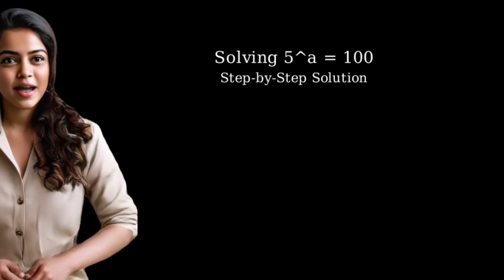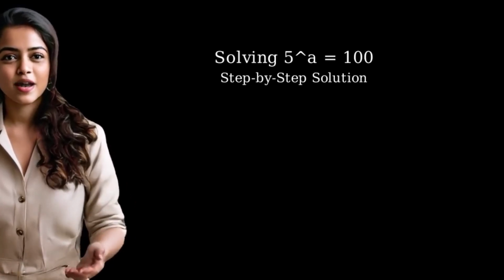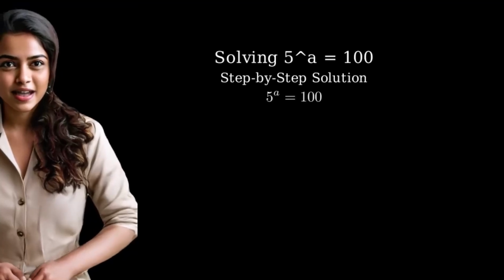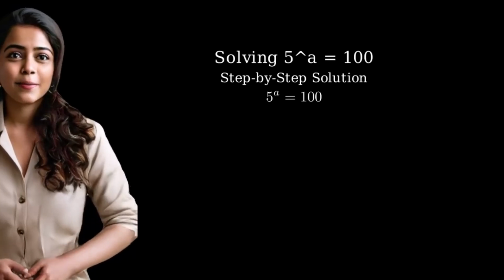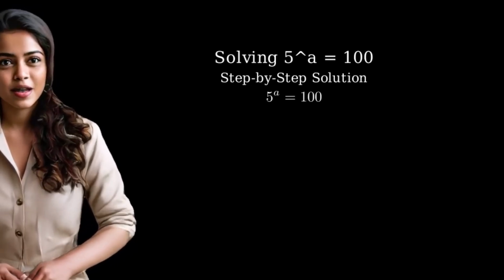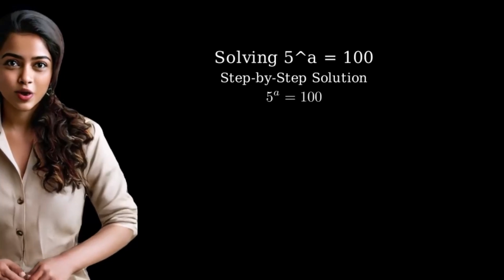We're going to solve the equation 5 raised to the power a equals 100 to find the value of a. Let's break it down step by step. Let's start with our equation. We have 5 raised to the power a equals 100. To solve for a, we need to isolate it, but it's in an exponent. This is where logarithms come in handy.